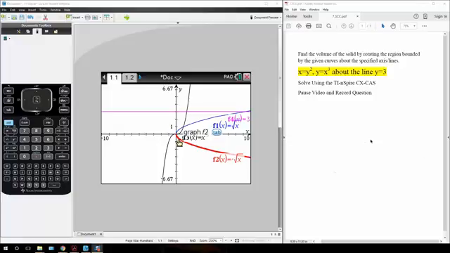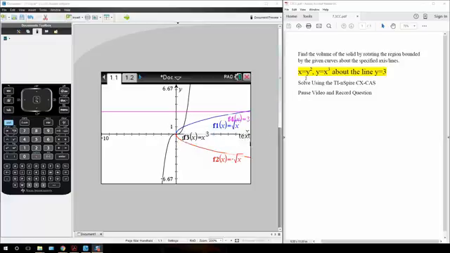Okay, in this question, we want to find the volume of the solid by rotating about a specific axis. So we have x equals y squared, y equals x cubed, about the line y equals 3. So we first want to graph this question.